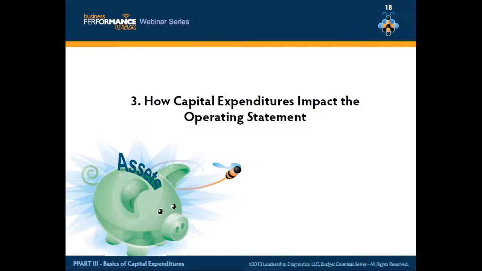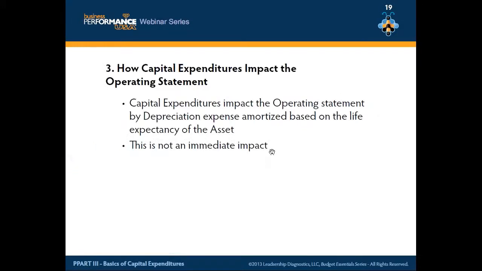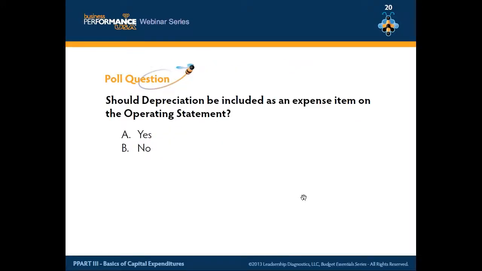Again, you take into consideration the investment, you take into consideration the life of the property or the equipment or the technology or whatever, and you divide that basically by the life of the project, the life of the technology, equipment, or whatever, and then just an annual divided by 12. That would be what your depreciation is. So we also, well, I just got through explaining that. Capital expenditures impact operating statement based on depreciation expense, basically amortized over the life of the asset. Again, it is not an immediate impact.